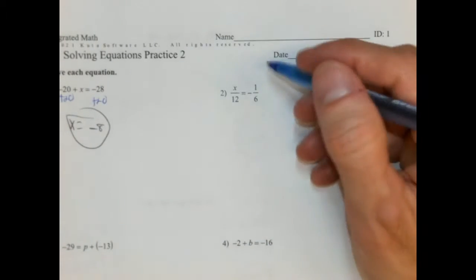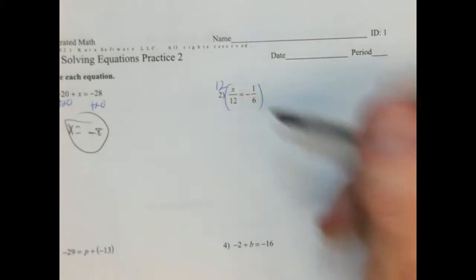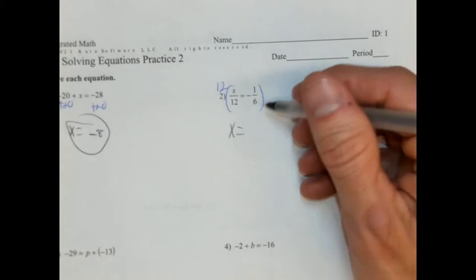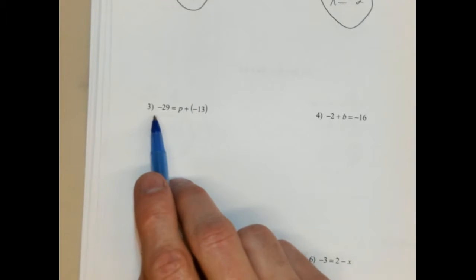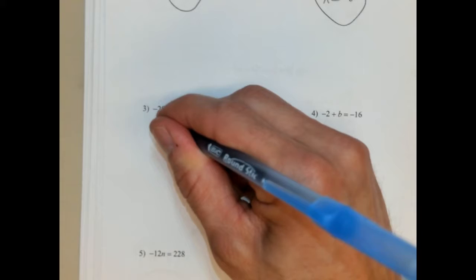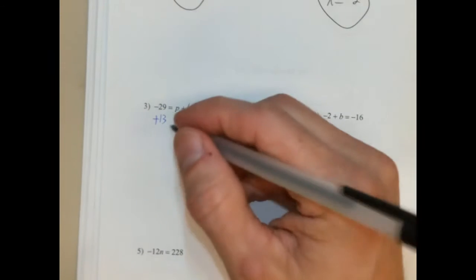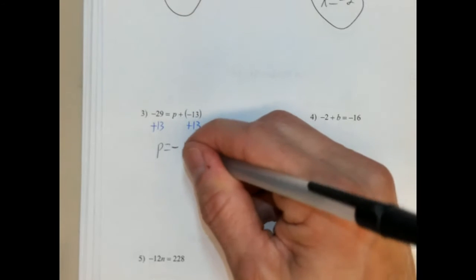Here we have x over 12 equals negative 1/6. We're going to multiply both sides by 12. X is going to equal negative 12 over 6, which is negative 2. Okay, here we got negative 29 equals p plus negative 13, so we're going to add 13 to both sides. So p is equal to negative 16.